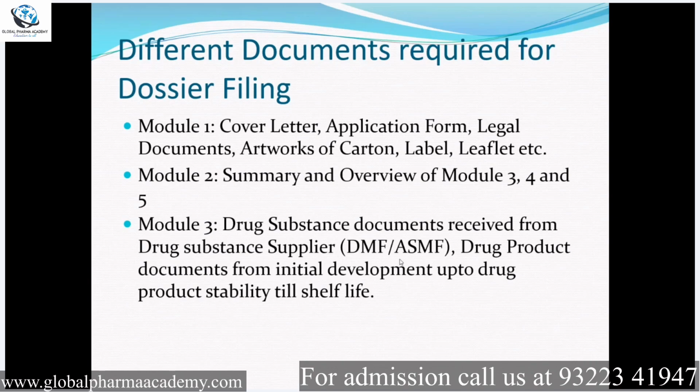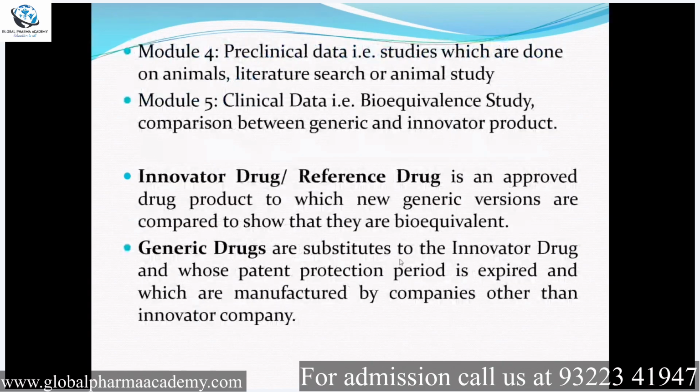So information related to the drug substance which is given in the DMF, that is drug master file, or ASMF, active substance master file, and drug product documents from initial development up to drug product stability till shelf life, all this information is included in module 3. Module 4 is preclinical data, that is studies done on animals, literature search on animal studies. Module 5 is clinical data, that is bioequivalence study, comparison between generic and innovator product. This information is included in module 5 of the dossier.